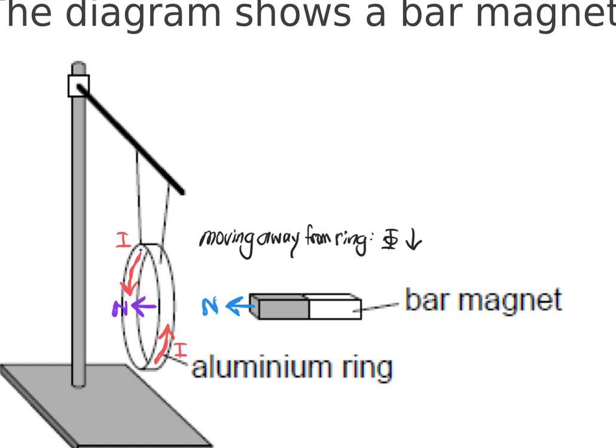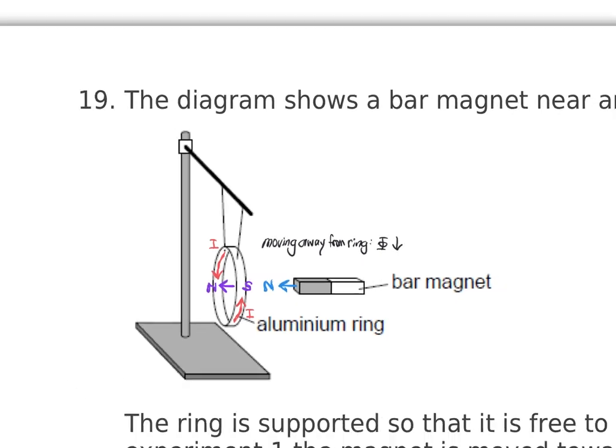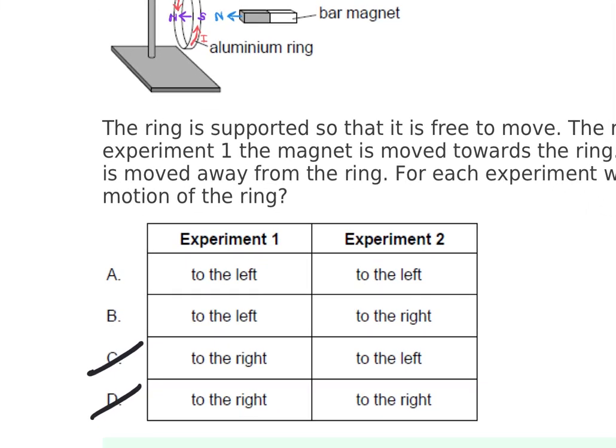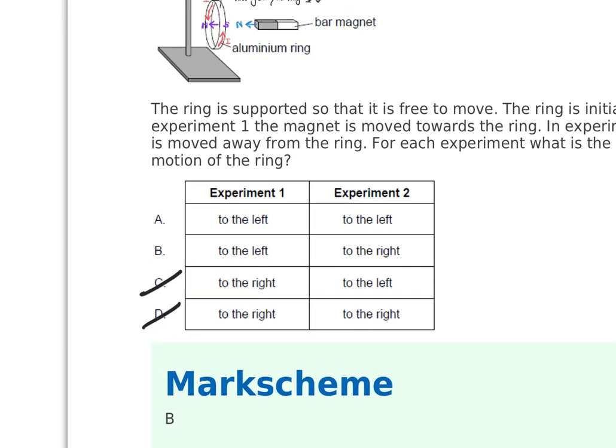And so that means if the north pole is pointing to the left, the south pole is on the flip side, over on the right. And so there will be an attraction between the receding bar magnet and the aluminum ring. And if there's an attraction, then the ring, instead of moving to the left, will then move to the right. And so our answer is B.